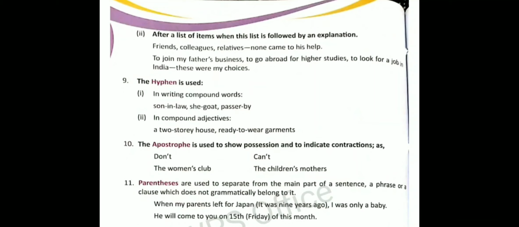Now the next one is the hyphen. So the hyphen is used first in writing compound words, and second in compound adjectives. Okay. Don't get confused between hyphen and dash, because the hyphen is a shorter line than the dash, and it is used to connect the parts of a compound word, or compound adjectives. Examples are given over here.